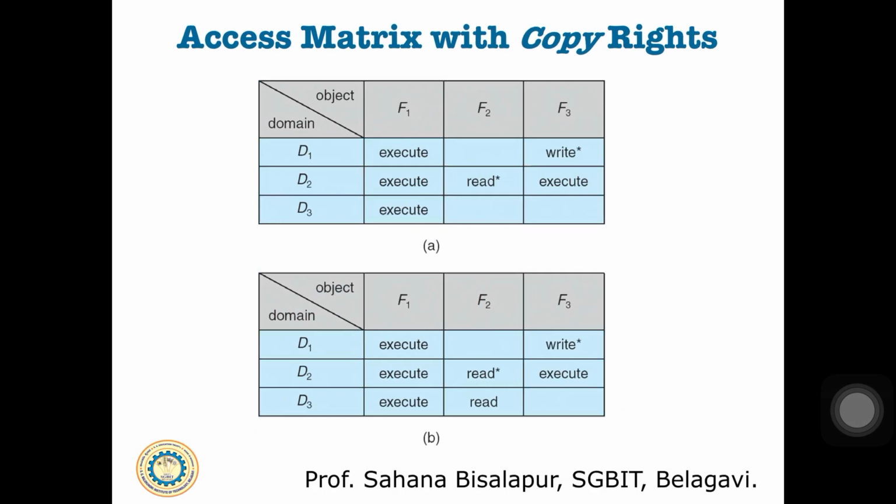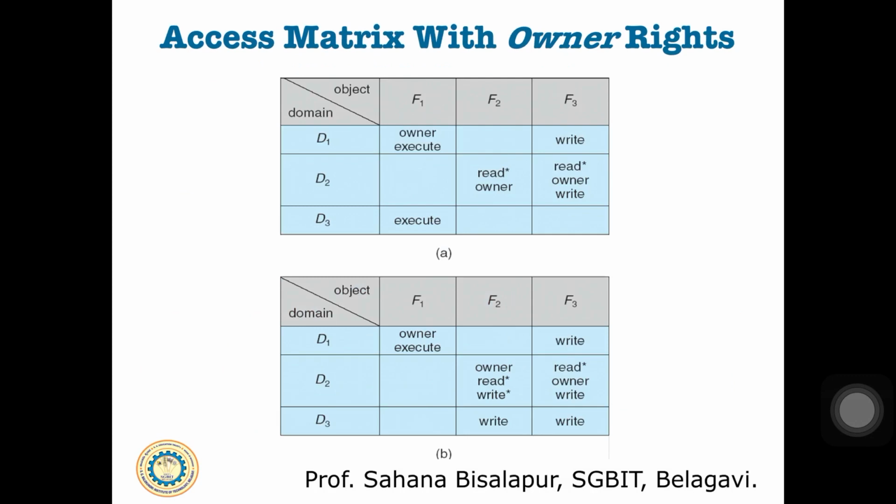So here what we are doing is propagating this copy right, that is, we are propagating this read operation into the other domain. This operation is called copying the rights from one domain to another domain. Here we also need some mechanisms to allow the addition of new rights or the removal of rights from the rows. That is what we are going to see here.